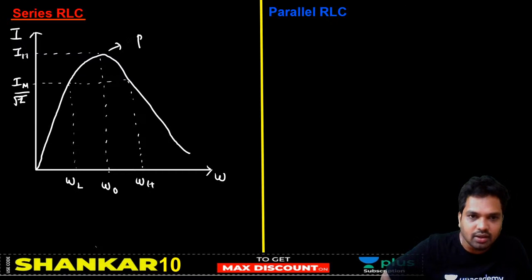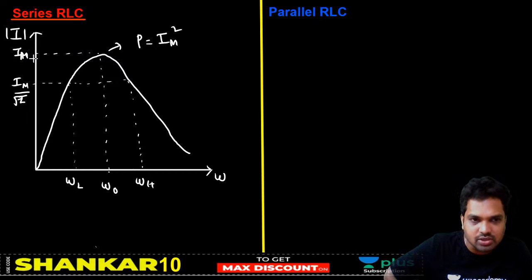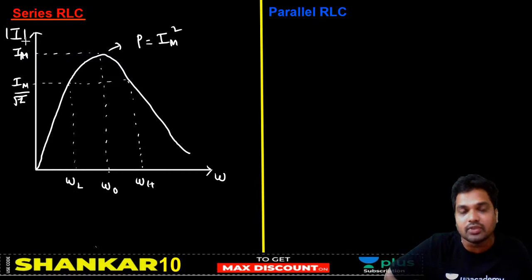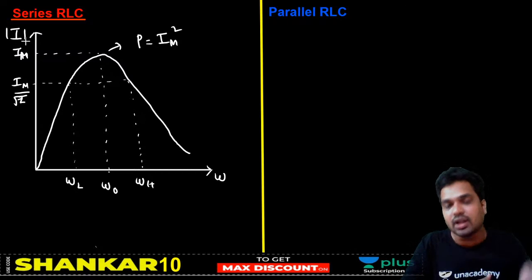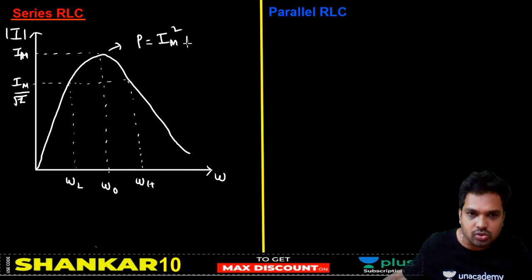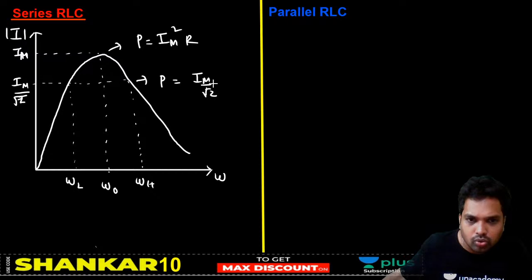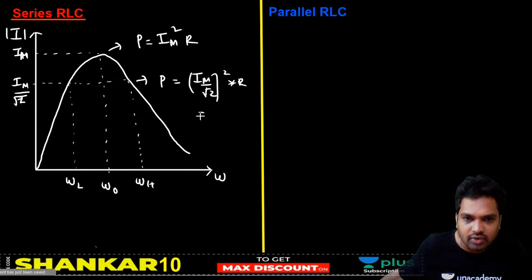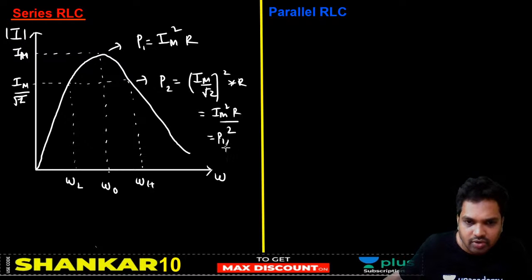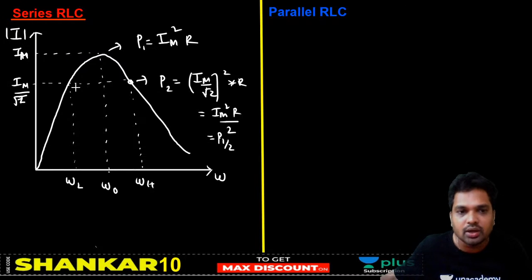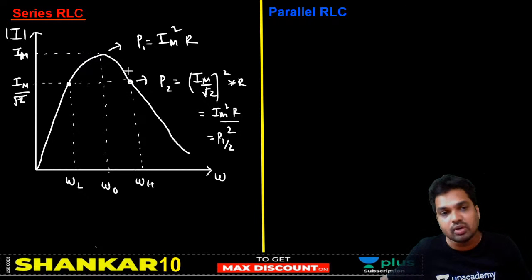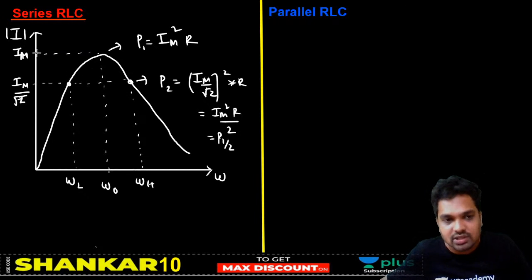See here. Assume the current magnitude is an RMS value. That is, here IM is not a maximum value. It is the peak value of the magnitude, the highest possible magnitude value. I will explain a little further also in this. Don't worry. Power is IM by root 2 whole square into R. That will give you IM square into R by 2. That is, you take P1, you take P2. P2 equal to P1 by 2. This is called half power point. These 2 points are called half power points, where the power will fall to half of your maximum possible value.